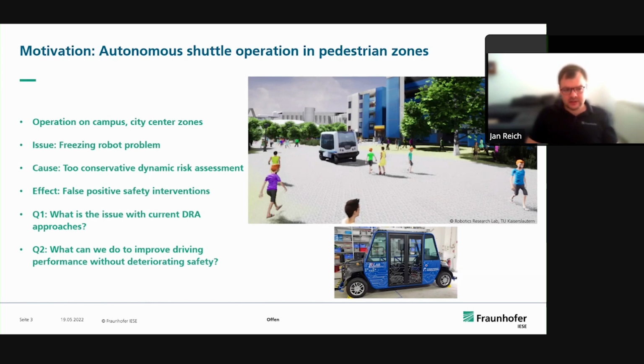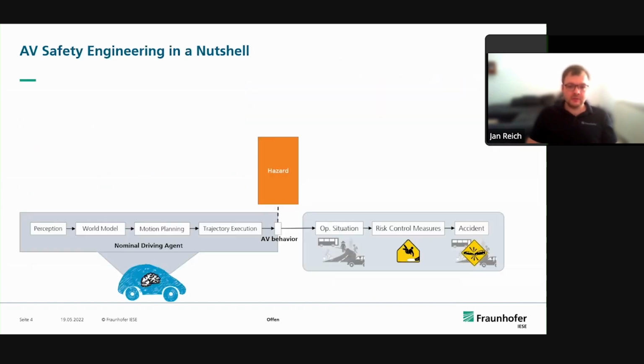So this talk is looking at the questions of what this issue is and how it emerges when we are looking at current DRA approaches, and what might be an alternative that is assurable but is also capable at the same time to improve the driving performance away from using worst case assumptions but without deteriorating the safety. And before digging deeper into the answer of these questions, let's understand a little bit more the general idea behind AV safety engineering processes and dynamic risk assessment.